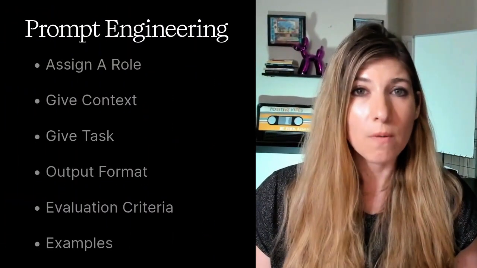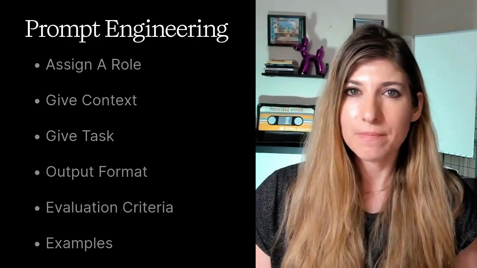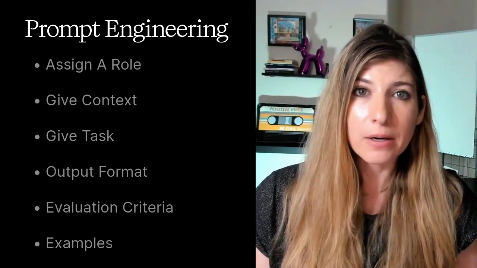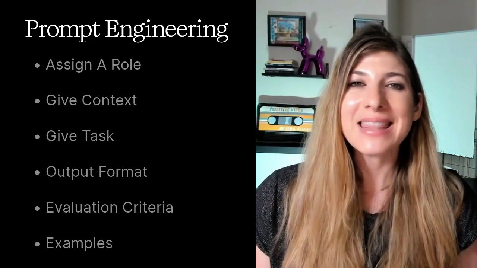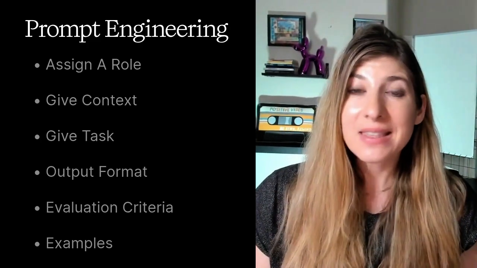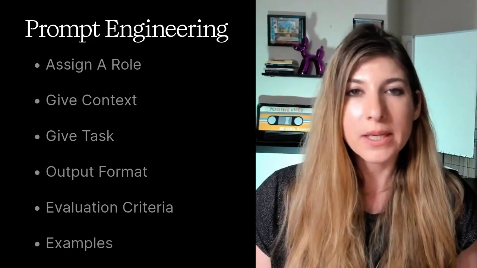First, assign a role. So tell the LLM what kind of expert it should be, like act as an experienced marketing copywriter. Then provide necessary context about your business situation. Next, specify the exact task you want completed, clarify the desired output format, and set quality criteria.